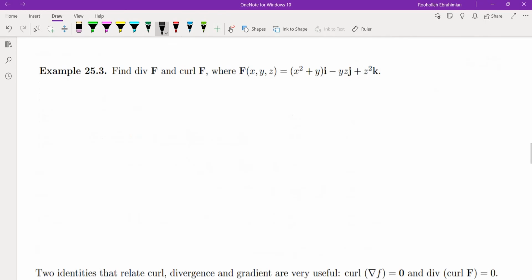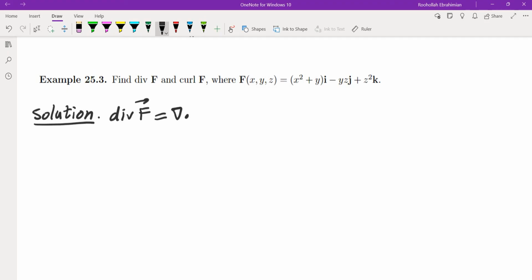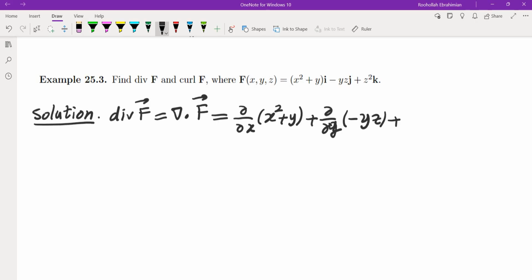So let's look at an example. Find divergence of f and curl of f for this vector field. We will go ahead and find the curl and divergence. Divergence of f is the dot product of nabla and f, which is the partial of the first component with respect to x, the partial of the second component with respect to y, and the partial of the last one with respect to z.